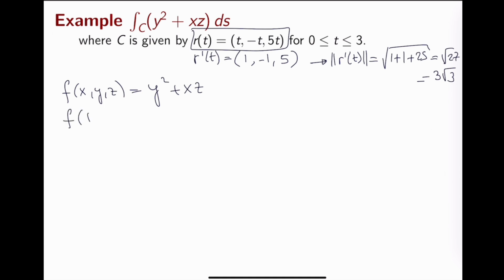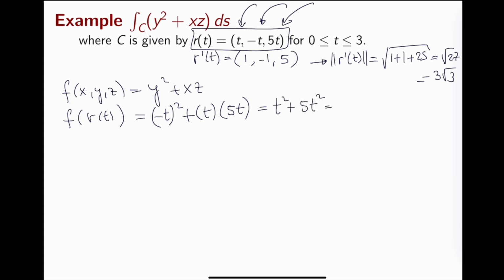So this function needs to be evaluated now at the curve, that is the one given here. So the function evaluated at the curve will be y squared, where the y is minus t, so that will be minus t squared, plus x, well the x is t, times z, well z is phi t. So the expression is then t squared plus phi t squared, 6t squared. So we have then the two functions, the two numerical functions that we need to put inside of the integral. We need to multiply these two.